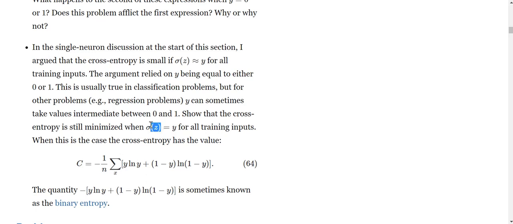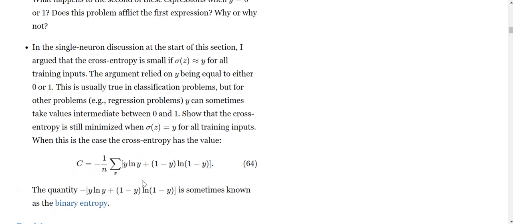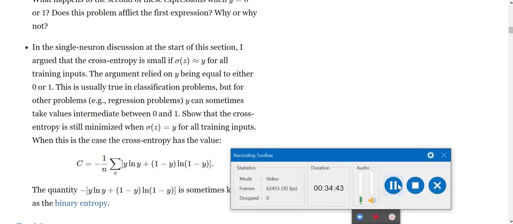When sigmoid of z is y, you need to show that this expression is still minimized. All right, so I guess you need to take the derivative. So you will have y of 1 here plus y ln y plus 1 minus y ln 1 minus y. I'm not really sure how we will do this, but I believe it would be something along the lines of taking a derivative and doing it. I'll just be back in a second.